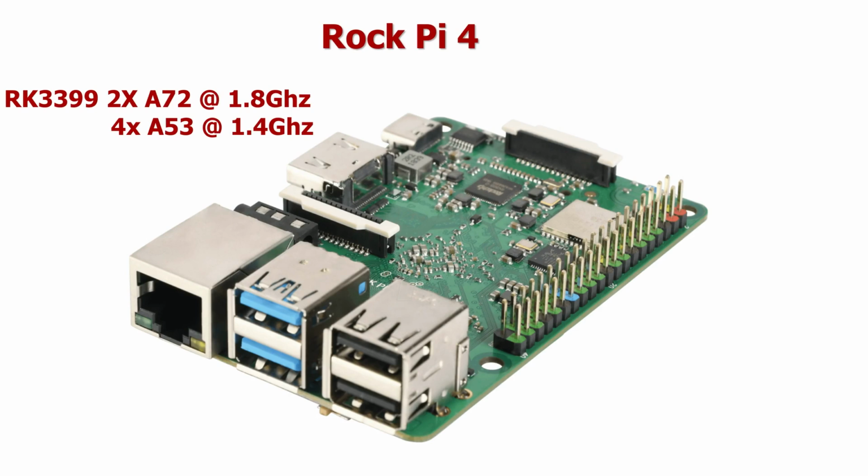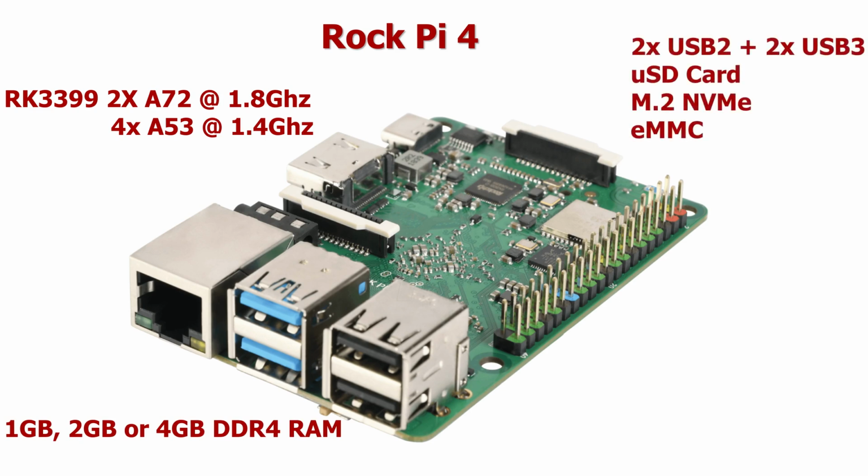specs again. So this has got the Rockchip RK3399 SoC with 2x A72 cores at 1.8 GHz, can be overclocked to 2 GHz, and 4x A53 cores at 1.4 GHz, which can be clocked to 1.5 GHz. You can buy the RockPy with 1, 2 or 4 GB of RAM, DDR4. So this has got two USB 2 ports and two USB 3 ports. The good thing is both USB 3 ports have their own controller, so both can have up to 440 megabytes per second. It of course has got a micro SD card reader.